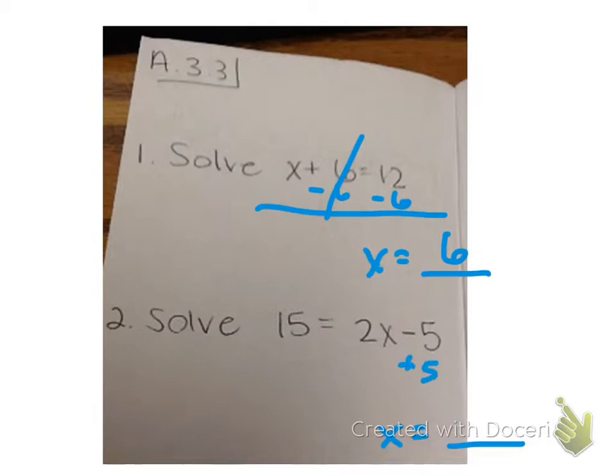Now we have a two-step equation. We have to do the opposite. So the opposite first is adding or subtracting. So we're adding 5. 5 plus 15 is 20. Then we have to do the opposite of multiplying 2 times x, which is dividing. So divide by 2. Divide by 2. 20 divided by 2 is 10.